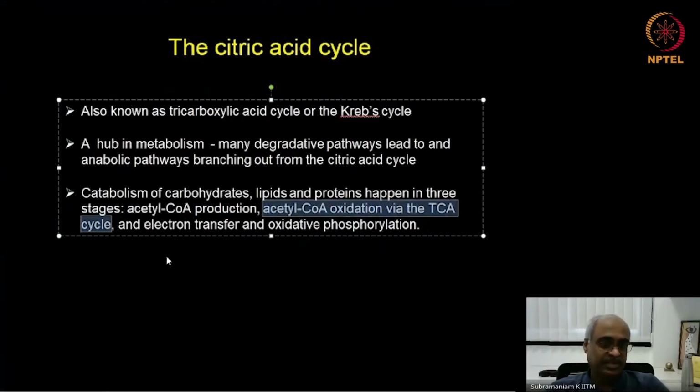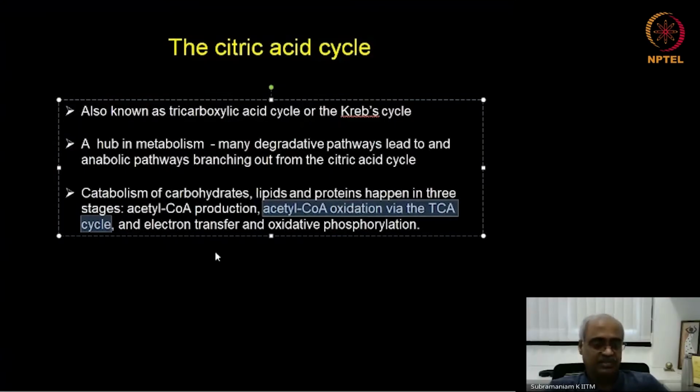At least we can take acetyl-CoA, which is common. So this is what is happening. Oxidation means electrons are being transferred from these molecules. And where does that go? That goes into temporary electron carriers. We already know NAD and FAD, and those two are the main ones here. So that is accomplished in the second step.